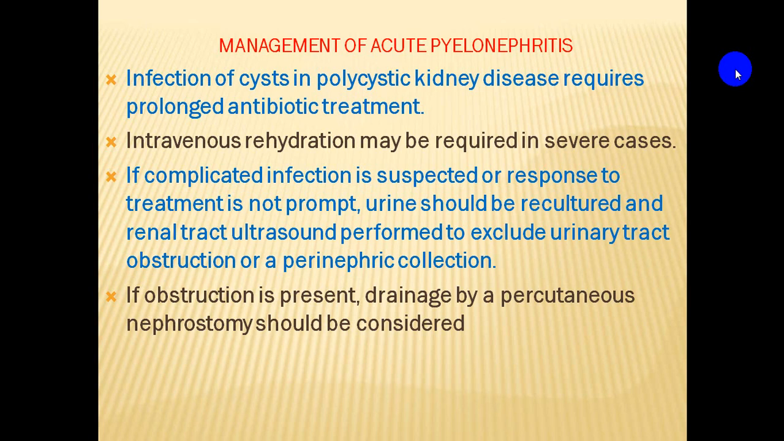And whenever there is obstruction, drainage may be by percutaneous nephrostomy. Sometimes you have a pyelonephritis and there is obstruction, and sometimes the only way is to drain the kidney to the outside by a nephrostomy tube.